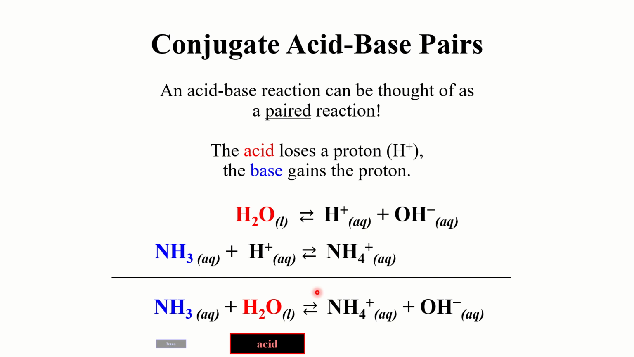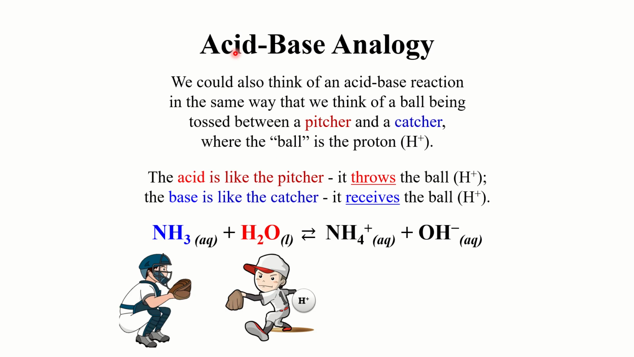So here, again, water is the acid, ammonia is the base. Now to analyze what conjugate means here, we're going to think of an acid-base reaction in the same way that we think of a ball being tossed between a pitcher and a catcher. I know this analogy is a little silly, but hopefully it makes this idea make sense. So we're going to think of the ball here as being the proton, the H plus that's being thrown back and forth.